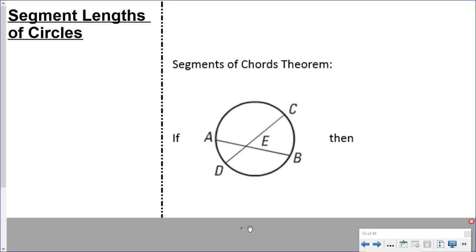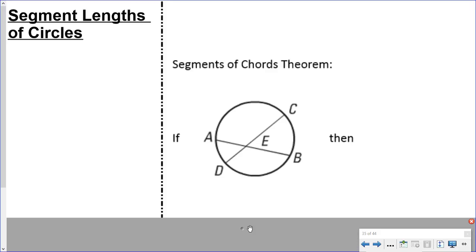So the first theorem is called the segments of chords theorem. So basically it's when you have a picture like what I have here. So instead of writing out all the word part, I'm just going to write out equations to help you with the pictures. So if you had a picture like this, where you have 2 chords that intersect inside the circle. Now, it's not like angles. We're not going to add the arcs and divide by 2. We don't care about the angles and arcs right now.